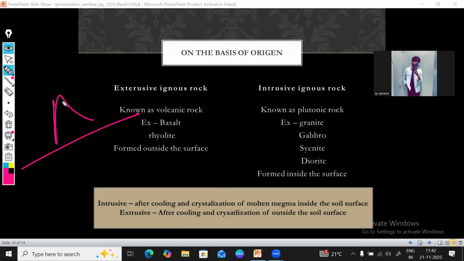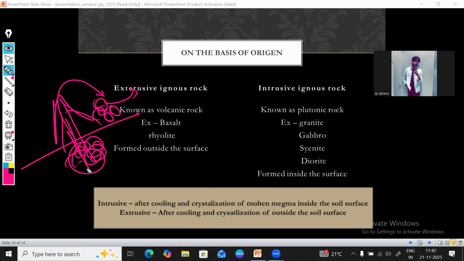There are two things. When the molten magma goes outside from the surface, then cools down and igneous rock is formed, that is known as extrusive igneous rock. When the molten magma stays inside the soil surface and gets cooled down, that igneous rock is formed, and that is known as intrusive igneous rock.